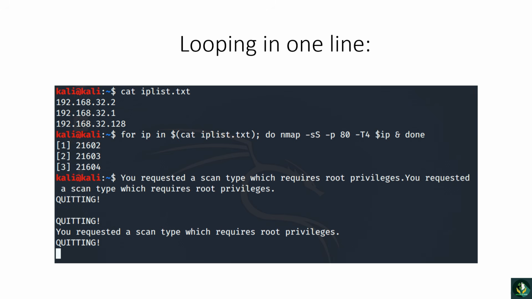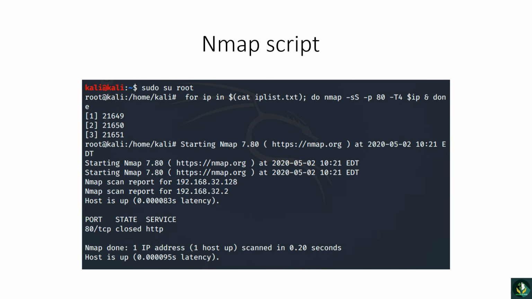Now in here, as you can see, -p means the port, -sS means stealth scan, and -T4 means the scan speed. The T speed ranges from 0, which is slow and stealthy, to 5, which is fast.